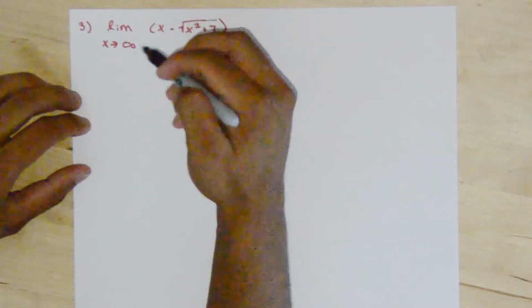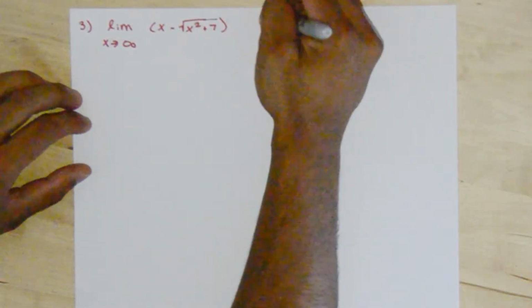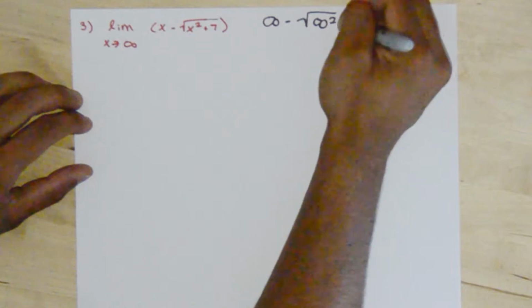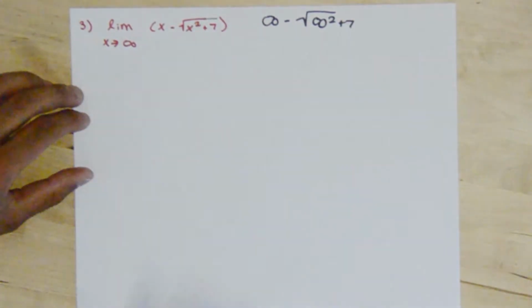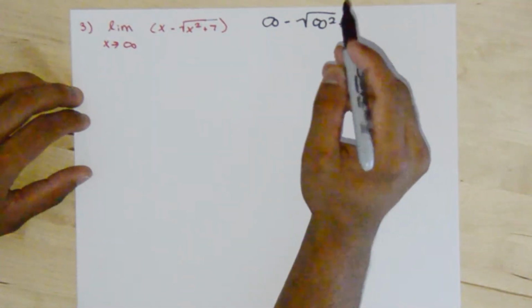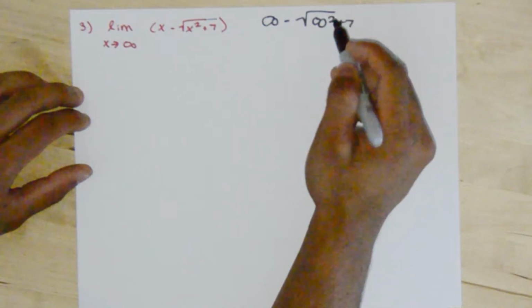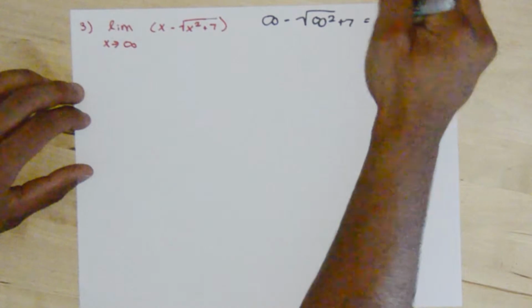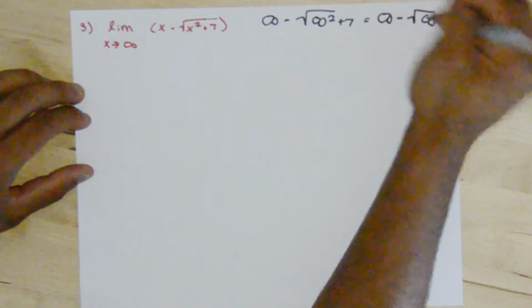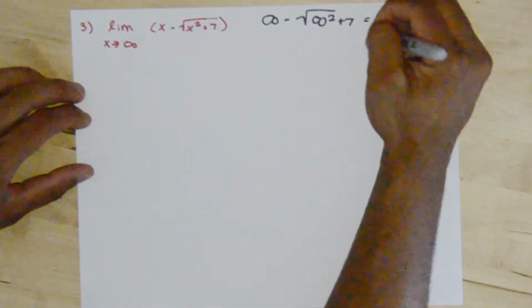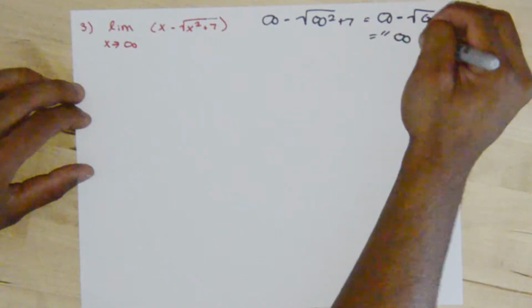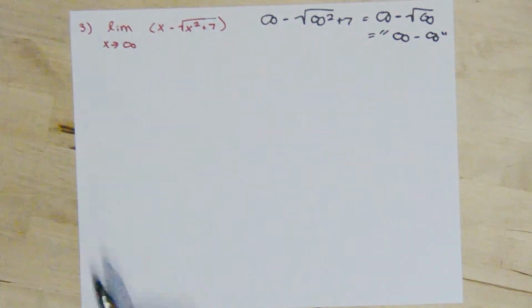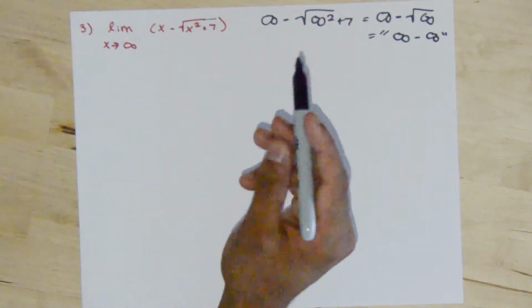And that's because if you plug in infinity for x, we get infinity minus the square root of infinity squared plus 7. We know that the square root of infinity squared is infinity, and that infinity plus a constant is also infinity. So this equals infinity minus the square root of infinity. The square root of infinity is infinity, and this becomes the indeterminate form infinity minus infinity. So like I said, we have to manipulate this, and this is not in fraction form.